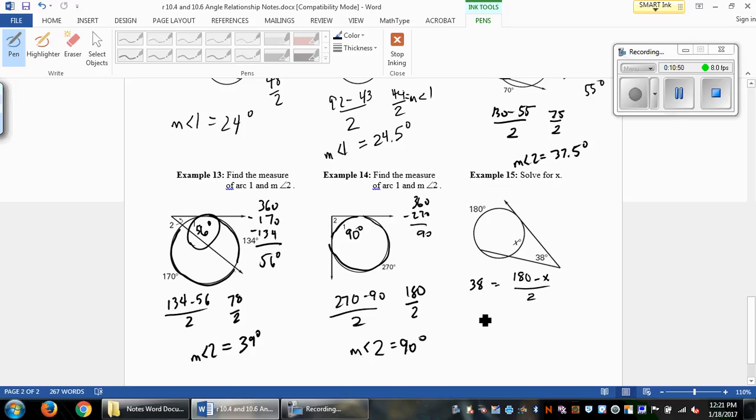So we start by doubling it, multiplying both sides by 2. We get 76 is equal to 180 minus x. Subtracting 180 from both sides, we end up with negative 104, which is equal to negative x. And two negatives make a positive, so I know that x is equal to 104 degrees. And that completes our 10-4, 10-6 angle relationship notes.